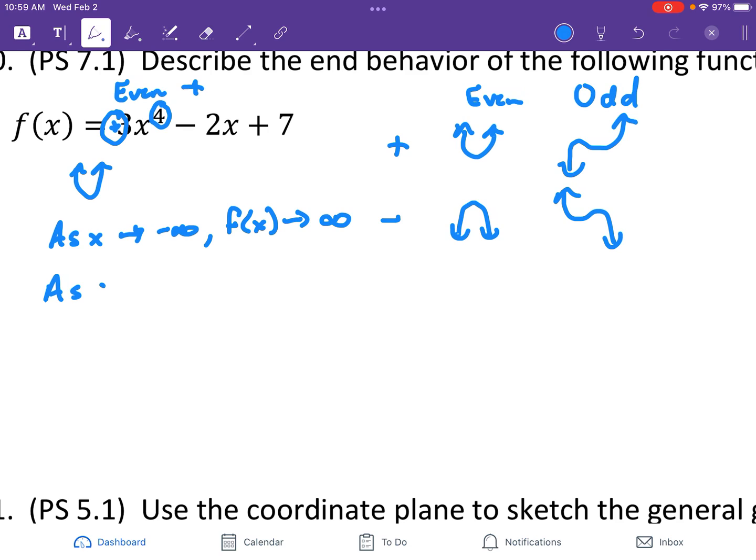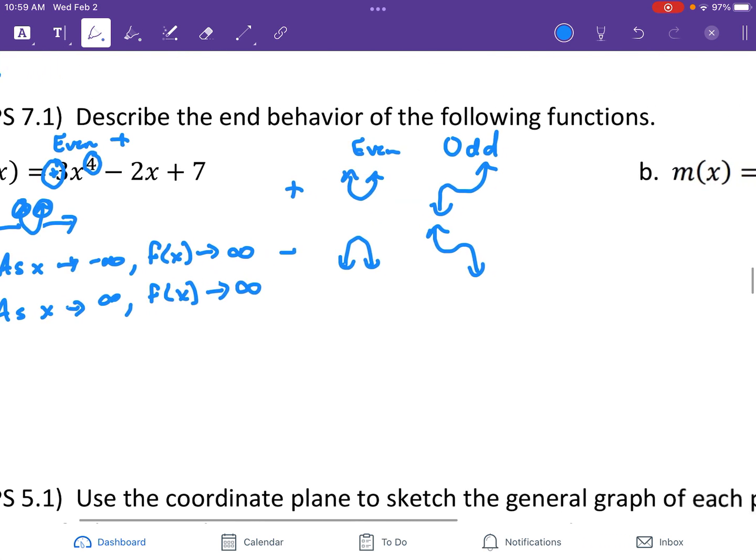As the graph goes to the right towards positive infinity, the graph is going up towards positive infinity. Okay, so we're looking for, as the graph goes to the left, which way is the graph going? It's going up. As the graph goes to the right, which way is the graph going? It's going up. That's what we're talking about.